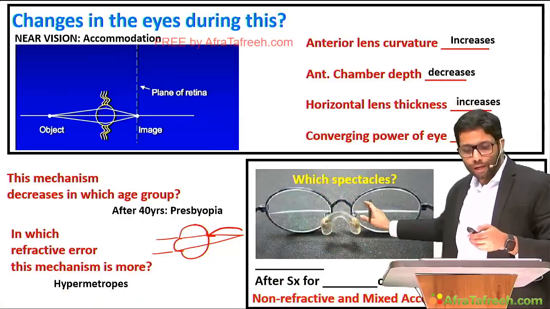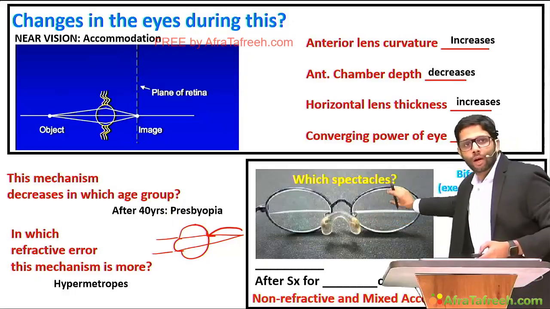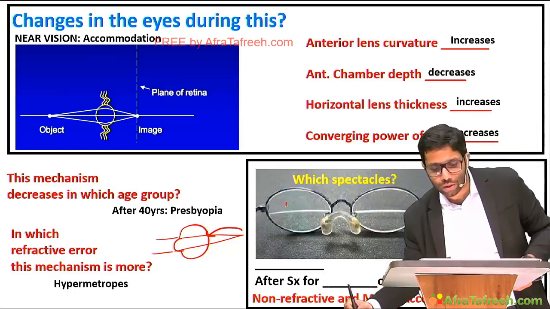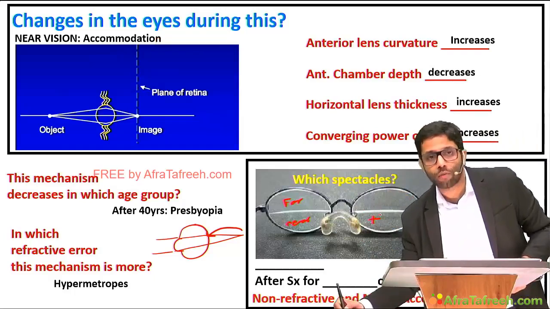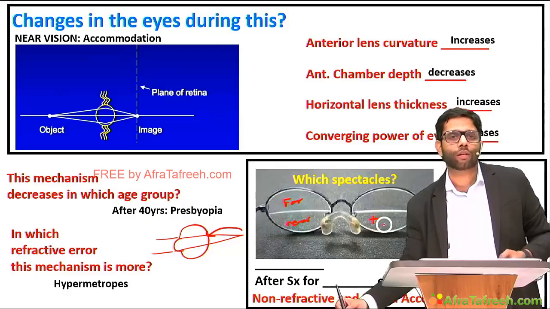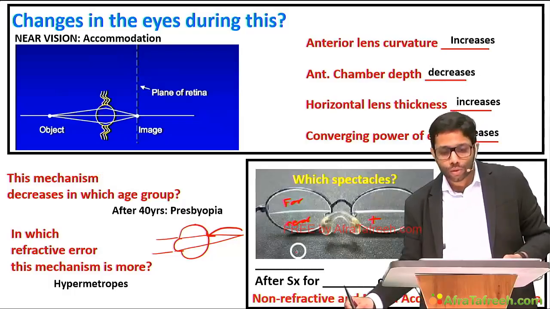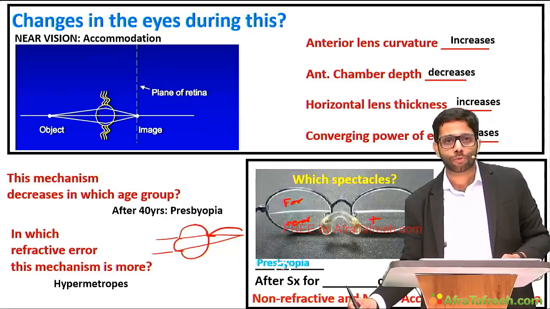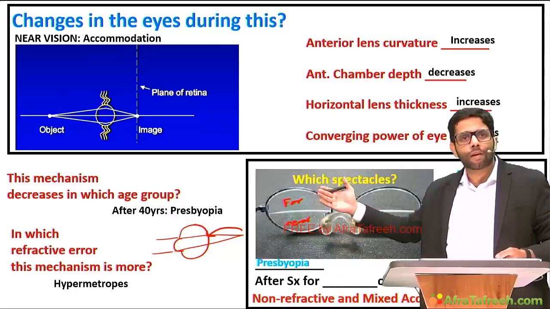For treatment of presbyopia, you have to give additional near glasses. And this is bifocal, specifically executive type bifocals, because there is a horizontal line. Upper one is for the far vision. Lower is always for near vision. Lower is always plus because that has to be converging. Upper one depends on myopia, hypermetropia or emmetropia. So this is an indication for presbyopia. Even in presbyopia you can give executive. Executive is a shape. Bifocal is the answer.